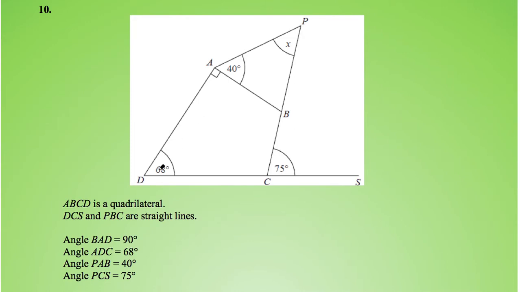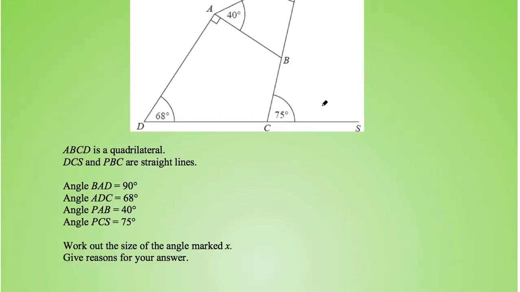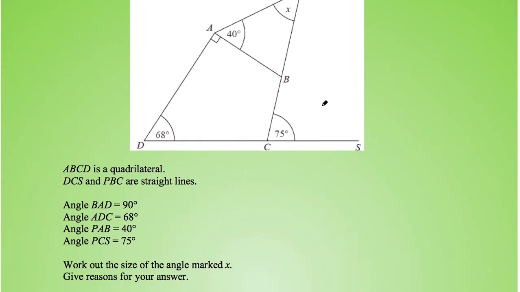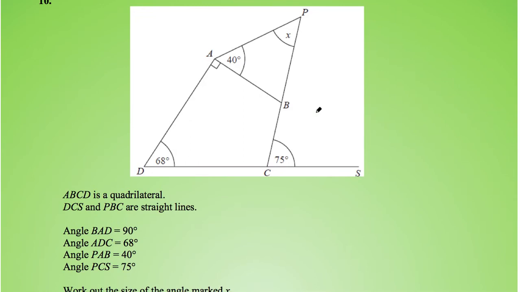DCS and PBC are straight lines, so DCS is this line, it's straight, and PBC, that line is also straight. BAD is 90 degrees, we can see from there. ADC is that angle at 68, PAB is 40, and PCS is 75 degrees. So everything as it looks on the diagram. Work out the size of the angle marked X, give reasons for your answer. So giving reasons is going to take some extra time. This is worth 4 marks, but there's quite a lot of working to do.